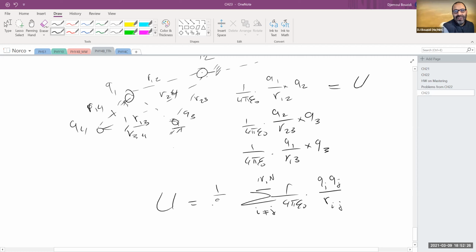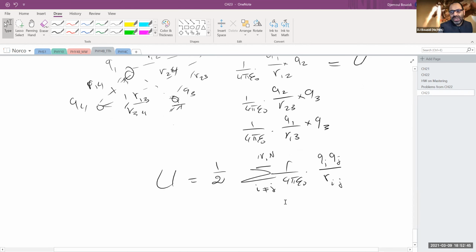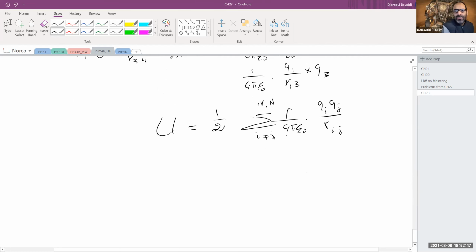However, I need a factor of half, because if I don't do a factor of half, I will be doubly counting this one. I will count R12 and R21, and it's the same distance. That's why I need that factor of half. If you explore the idea initially in there and you expand just this condition for 3 charges only, for 3 charges, n equals 3.